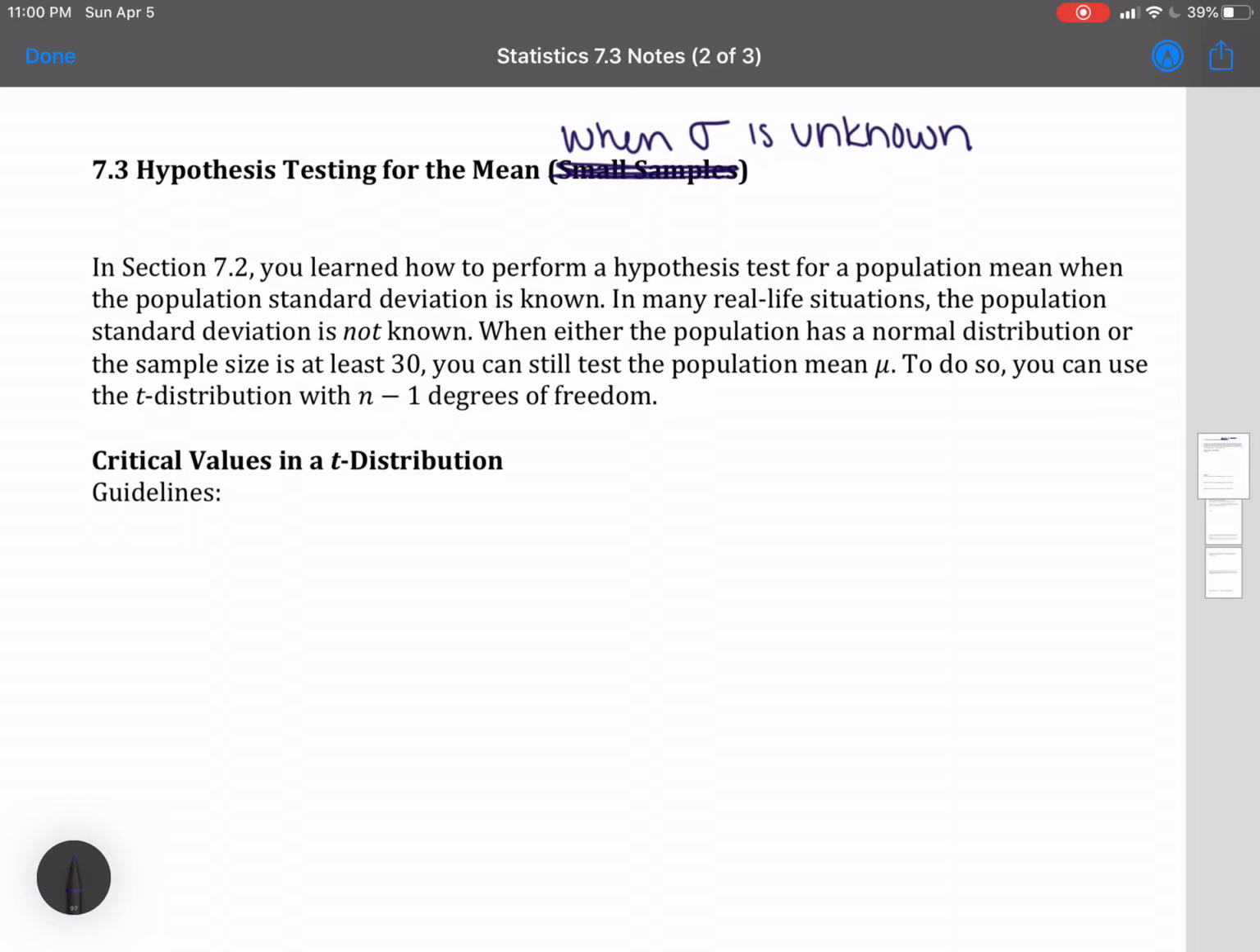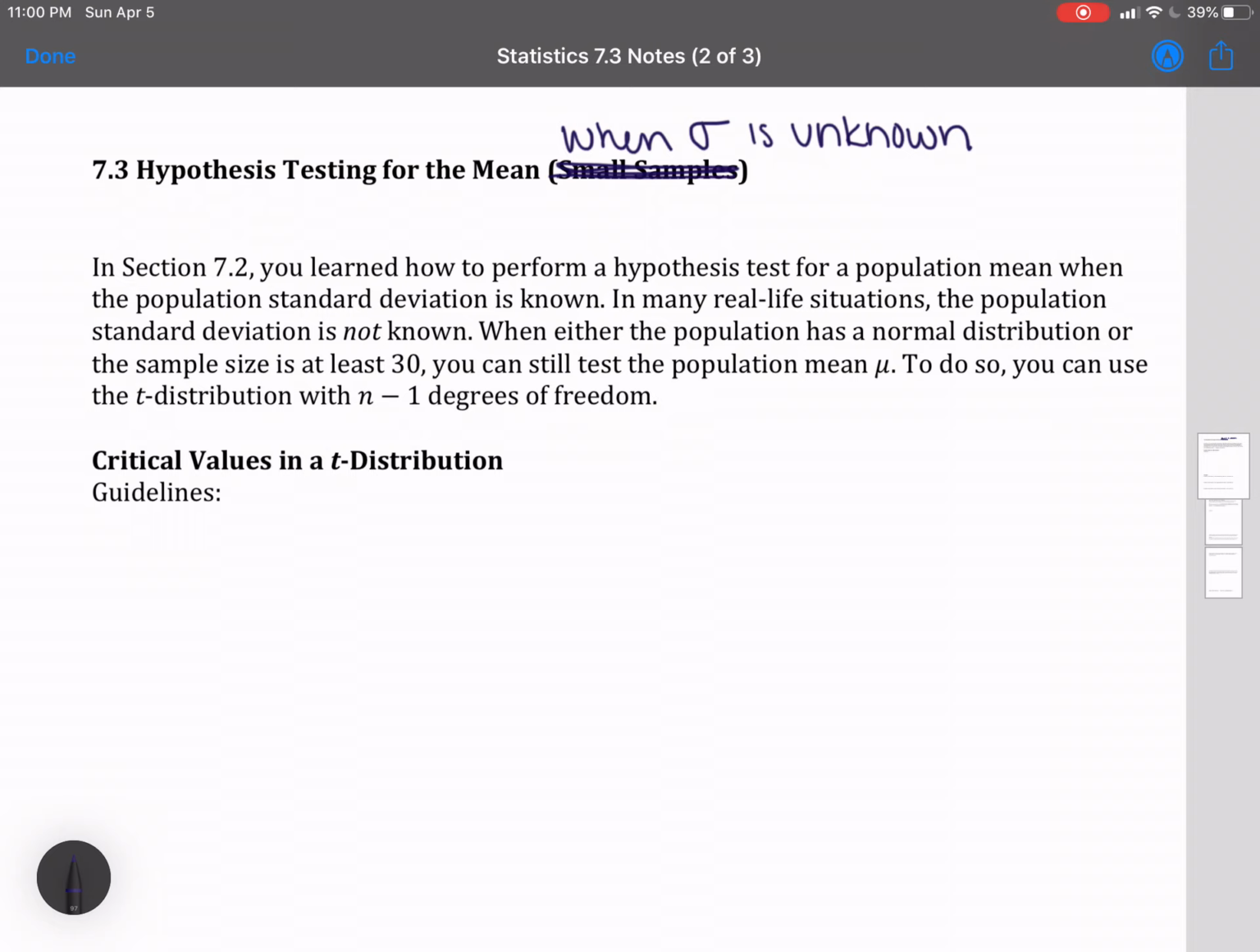So in section 7.2, you learned how to perform a hypothesis test for a population mean when the population standard deviation is known. In many real-life situations, the population standard deviation is not known when either the population has a normal distribution or the sample size is at least 30. You can still test the population mean mu. To do so, you can use the t-distribution with n-1 degrees of freedom.